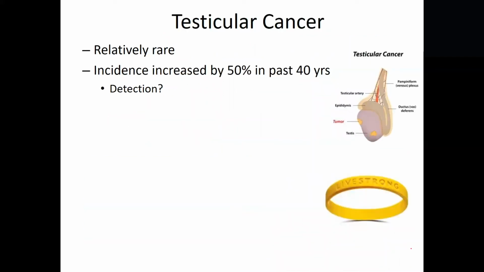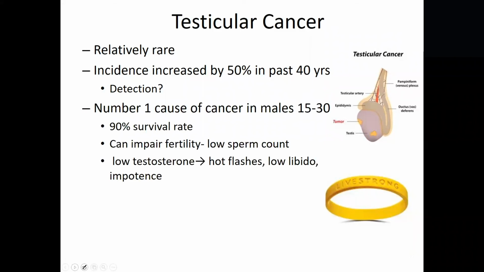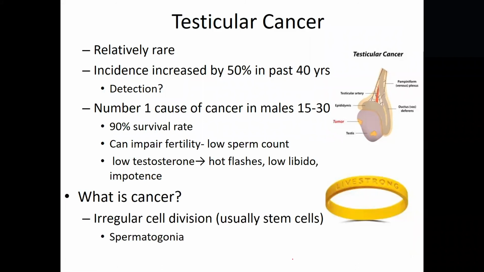All right, I want to take just a moment to step away from the process of spermatogenesis and talk about a disease state, testicular cancer. This is a relatively rare disease, but it does indeed afflict a number of people in the population. The reason why I want to talk about it here is because we need to figure out what cancer is initially before we really have this discussion. So let's look at the bottom of the slide. What is cancer?